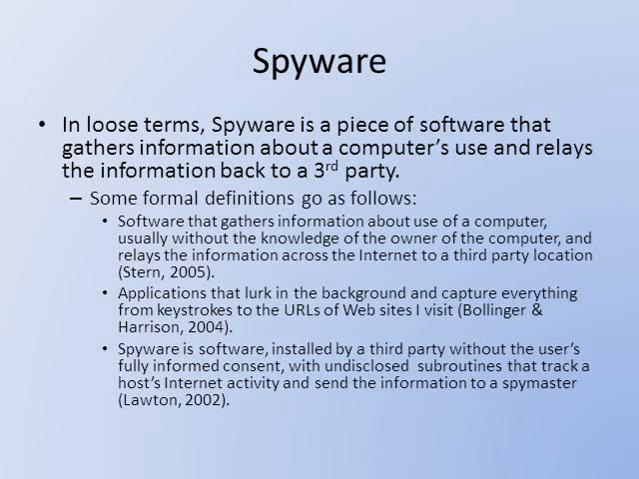Spyware. In loose terms, spyware is a piece of software that gathers information about a computer's use and relays the information back to a third party. Some formal definitions go as follows. Software that gathers information about use of a computer, usually without the knowledge of the owner of the computer, and relays the information across the internet to a third-party location.